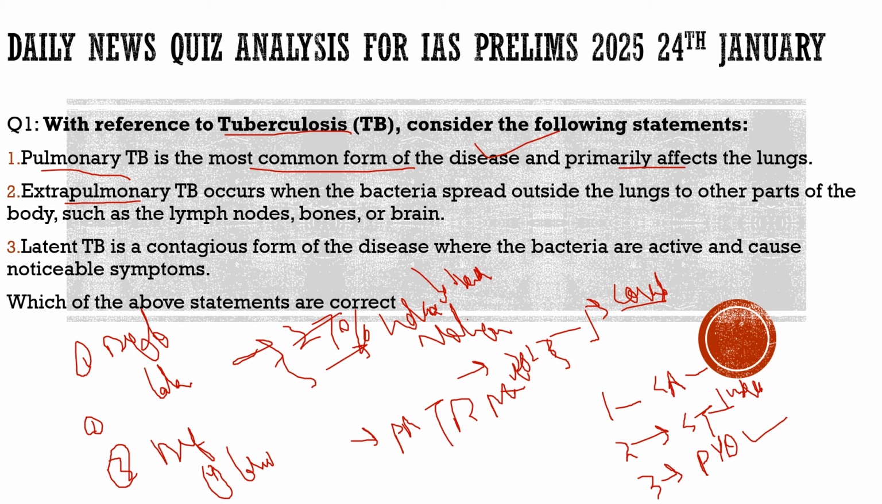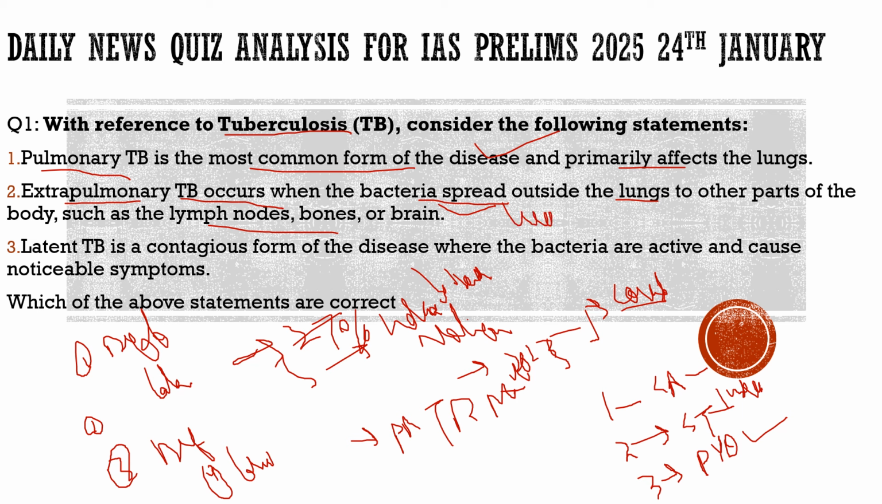Coming to the second statement, it talks about extra pulmonary TB. It says extra pulmonary TB occurs when the bacteria spread outside the lungs to other parts of the body, such as lymph nodes, bones, and brain. 100% correct. Nothing wrong with this statement either. So it is not associated with the lungs, but with what is outside the lungs. It also affects the liver, brain, bones, lymph nodes, and other parts of the body. So this statement is also correct.